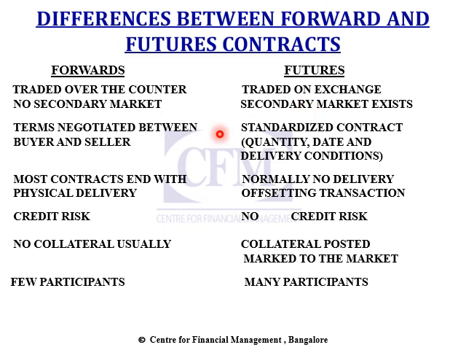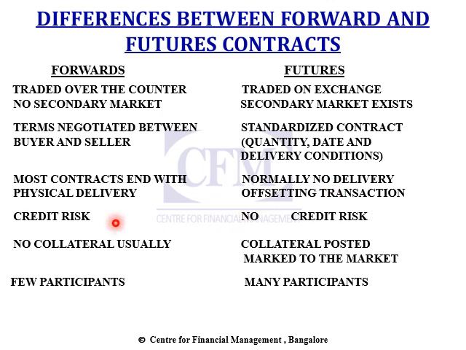The terms of a forward contract are negotiated bilaterally between the buyer and the seller. The terms of the futures contract are standardized and defined by the exchange. Most forward contracts end with physical delivery. Normally, no delivery takes place in a futures contract. The contract is offset by an opposite transaction.